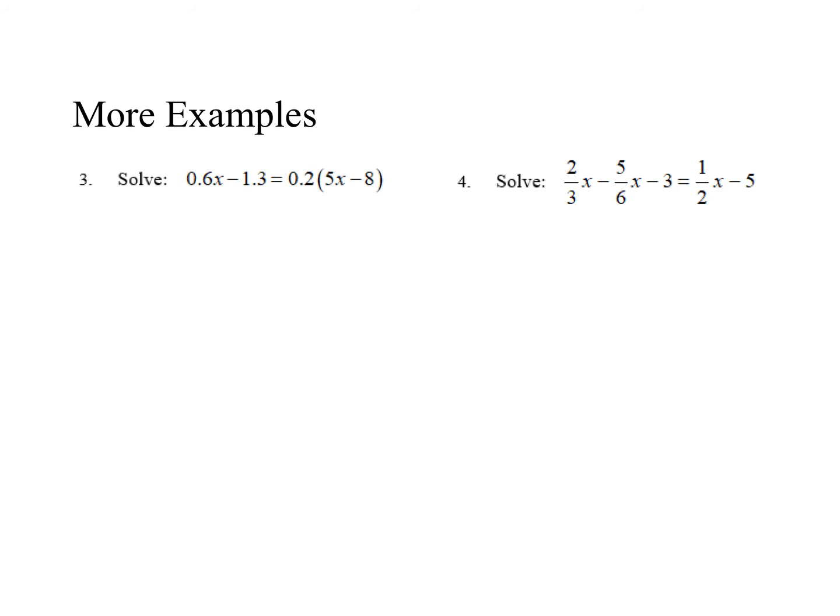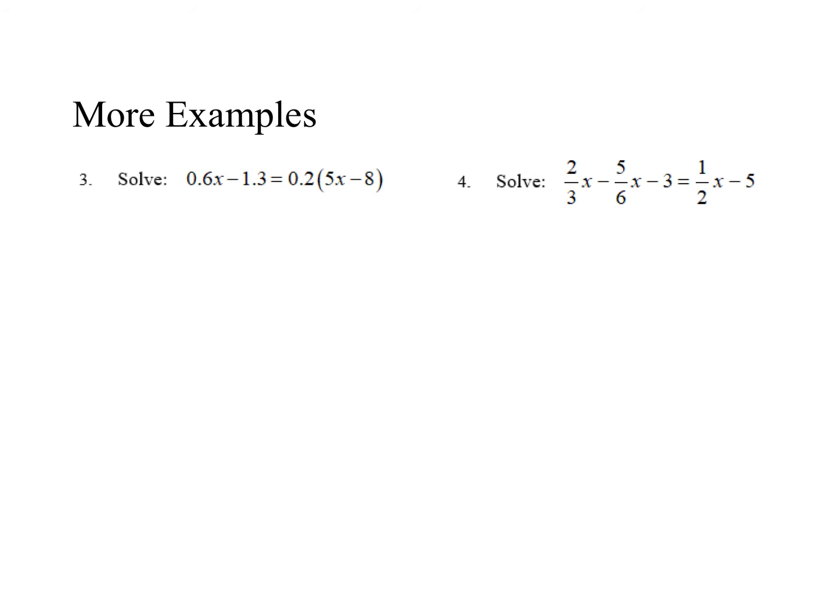So let's do a couple more examples on solving some linear equations. These examples will involve decimals and fractions, and we're going to work them in a very similar way. Instead of working with the decimals and fractions, we're going to use the multiplication property of equality, and we're going to multiply by a number that will eliminate the decimal or the fraction.